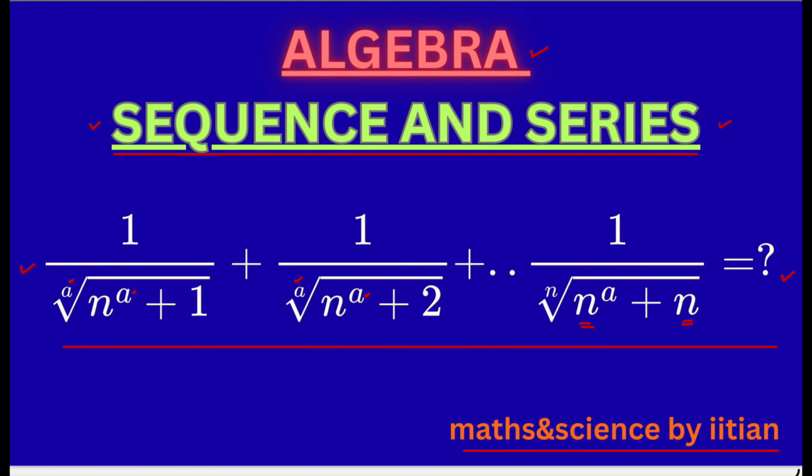When a is equal to 0, what happens? When a is equal to 1, what happens? When a is greater than 1, what happens? And when a is in between 0 and 1, what happens? These are the various conditions we will be dealing with, and we will be understanding. Now, let us solve the problem.